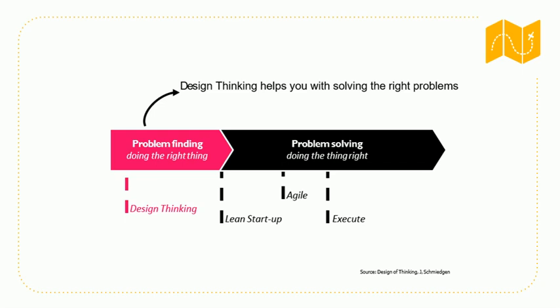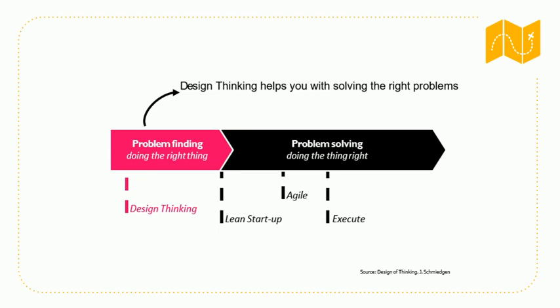So when we are talking about design thinking, it helps us to solve the right problems. But when we have found the right problem, we also have to find the right solution. So problem finding is about doing the right thing, and problem solving is about doing the thing right. When we are talking about problem finding, we are using the design thinking approach because it will help us to find the root cause of that problem, and the root cause will help us to find the biggest unknowns in our design thinking category.